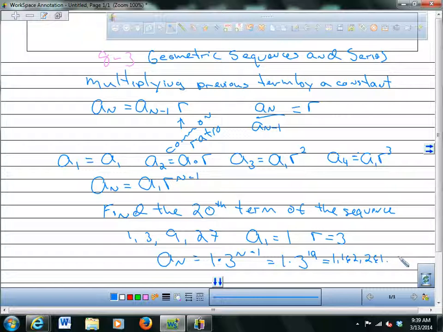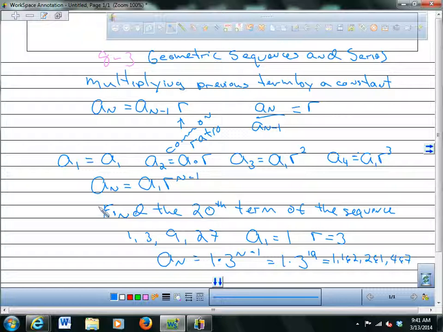1,162,261,467. So you can see with geometric sequences, things go up very, very fast, because you're multiplying by a number each time. Okay? We're good? Yes? Okay.